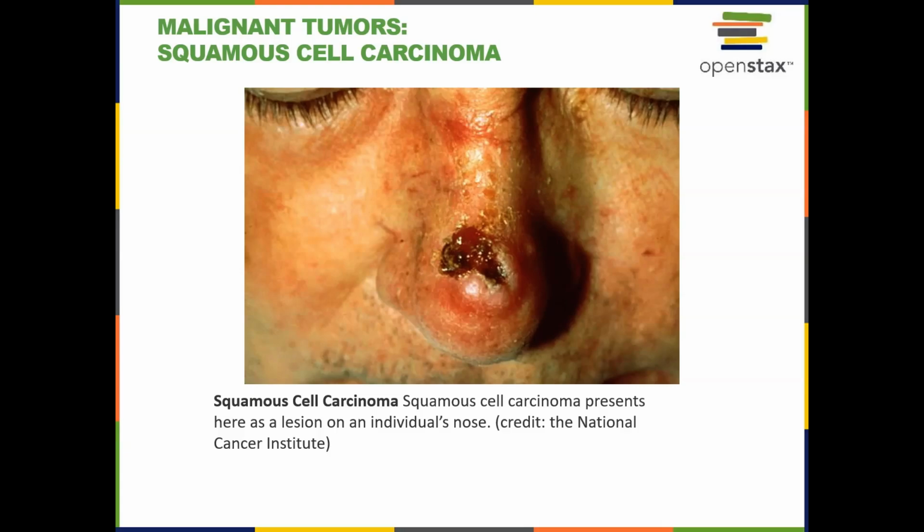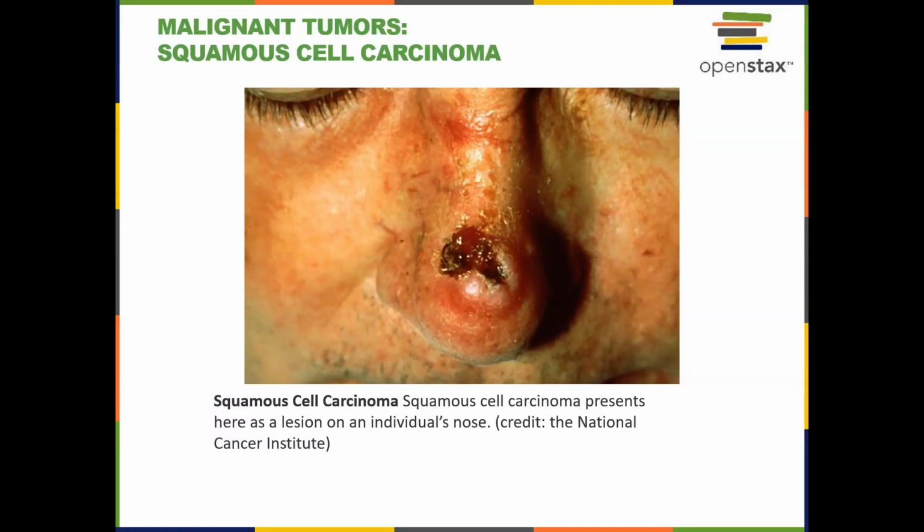Squamous cell carcinoma is another form of skin cancer. Squamous cell carcinoma forms from uncontrolled growth of the keratinocytes in stratum spinosum of the epidermis. As the cells grow out of control, they spread and invade deeper into the dermis as well as up through the surface of the epidermis, typically creating this cratered appearance that we see on the nose of this patient.